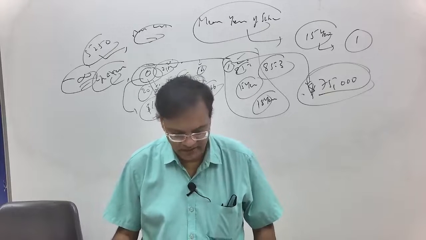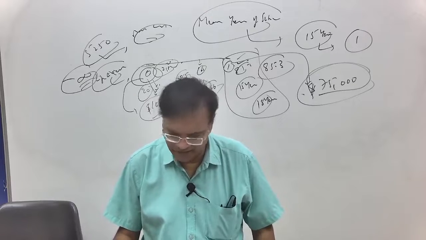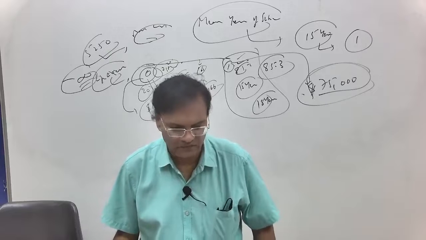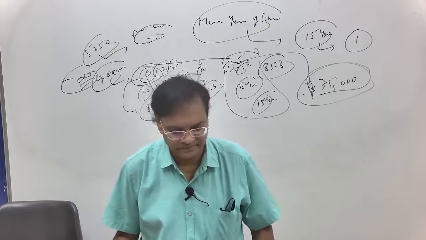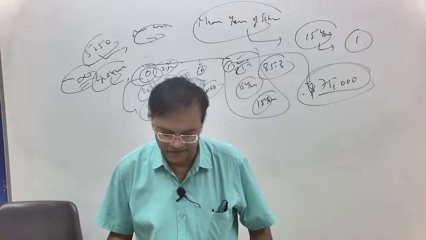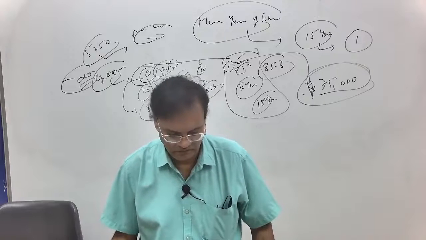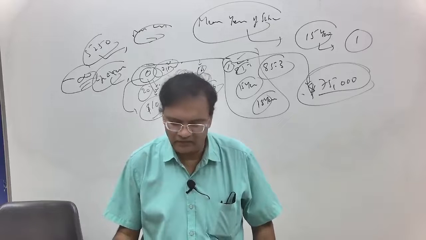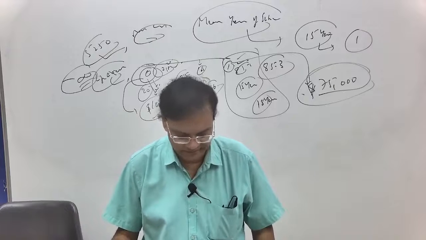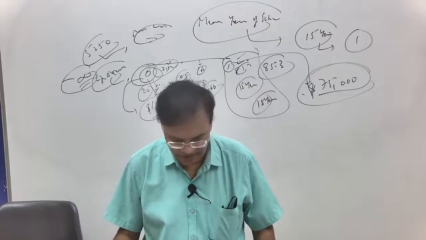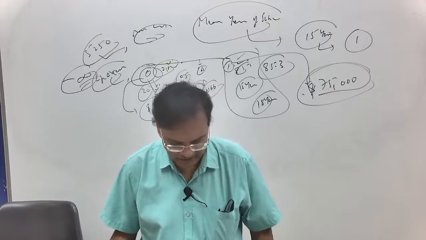India has slipped. India's ranking has slipped to 132. Our ranking has slipped to 132 out of 191 countries. Previously, it was 131. And what is India's HDI value? 0.633. In 2020, India's value was 0.645.